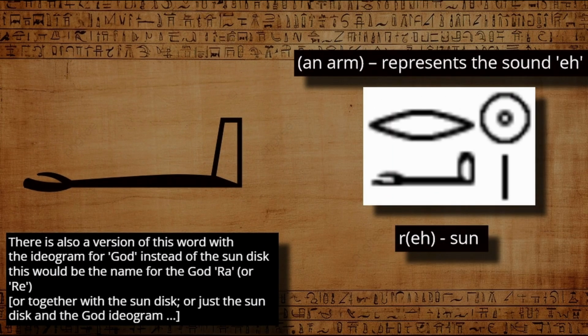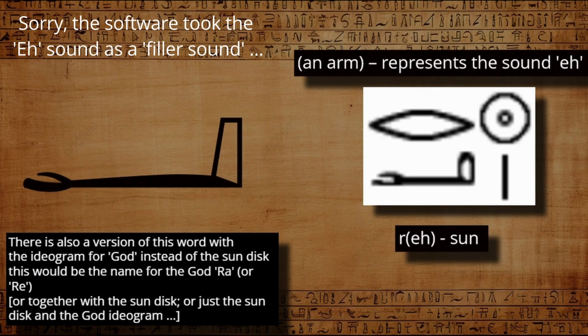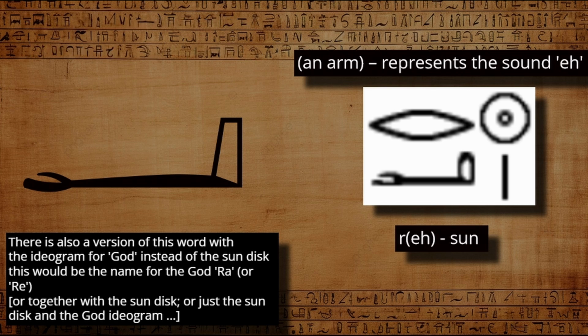Now, on to an arm hieroglyph, which stands for the sound. You might recognize the word re, meaning sun. And yes, it's the same word used for the sun god Ra or Re. The difference? Well, the ideogram. But in this case, you could rely solely on the ideograms if you wanted. They may be silent, but they carry a lot of weight in terms of context.